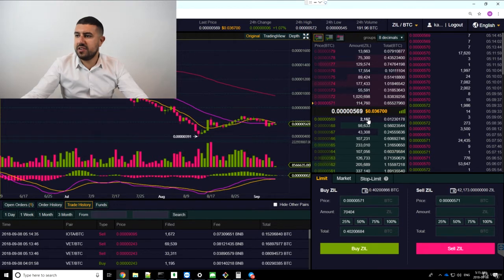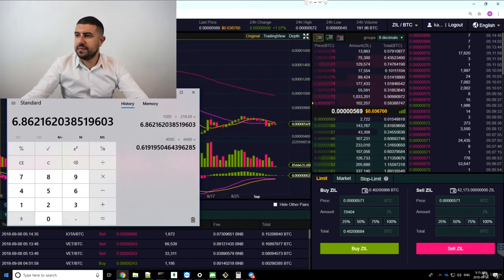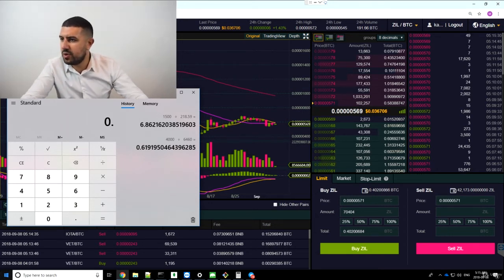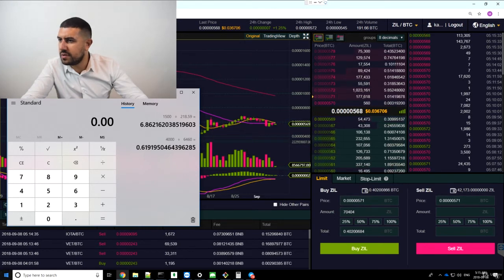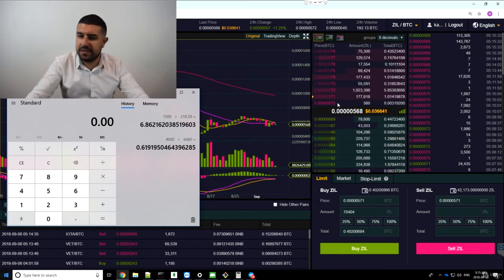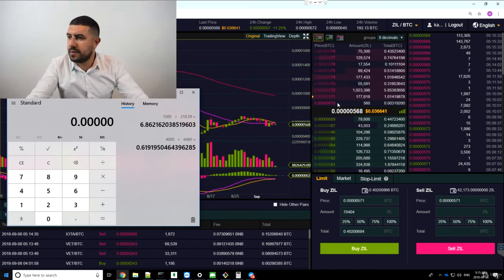I could just sell it here, but how much of a difference would this make? Let's calculate it real quick. Okay. And we'll go, if I sell at 0.00, so how many zeros is that? 1, 2, 3, 4, 5. 5 zeros. 5. Well, now it's 70.